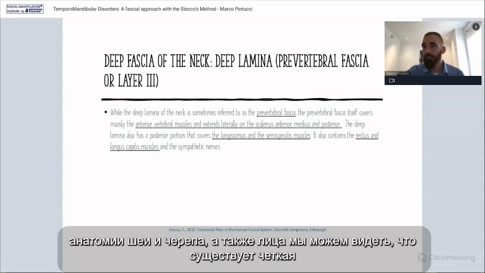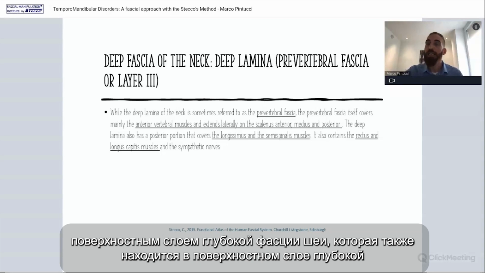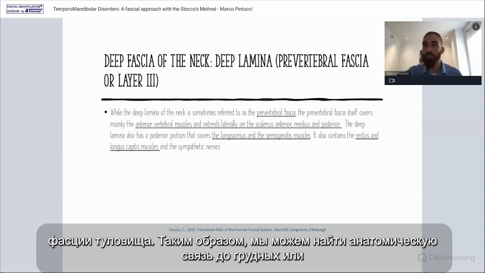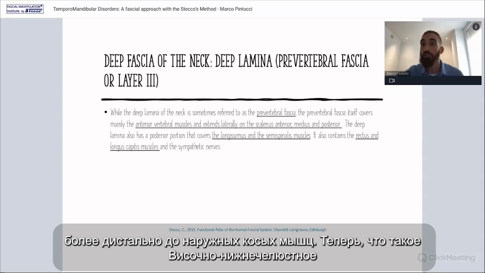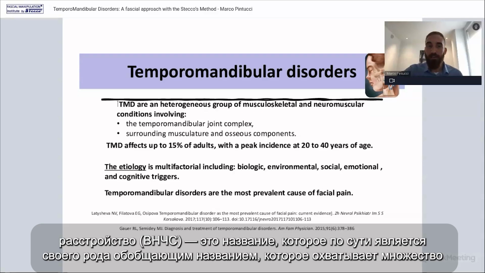So from the fascial anatomy of the neck, the skull, and also the face, we can see that there is a clear connection between the fascia, for example the temporomasseteric fascia, especially with the superficial layer of the deep fascia of the neck, which is also in continuity with the superficial layer of the deep fascia of the trunk. So we can find an anatomical connection down to, for example, the area of the pectoralis, or more distally to the rectus sheath or the external obliques.